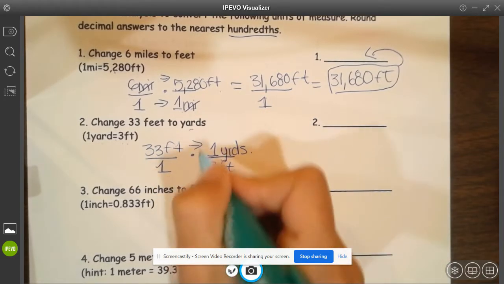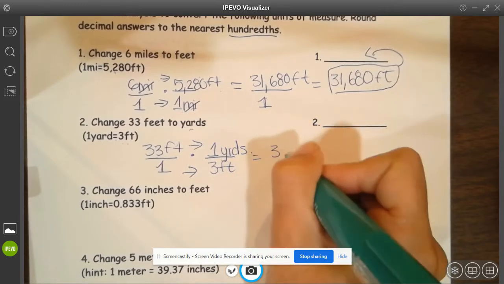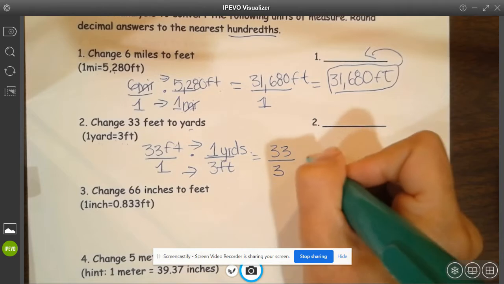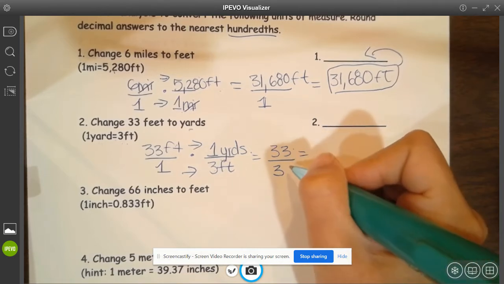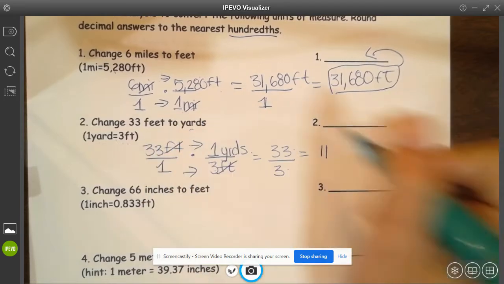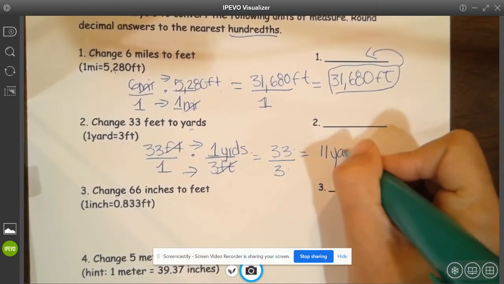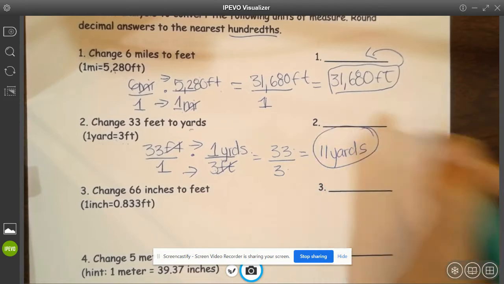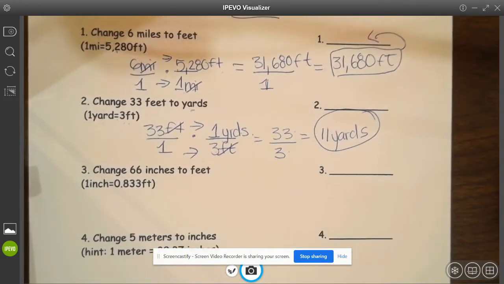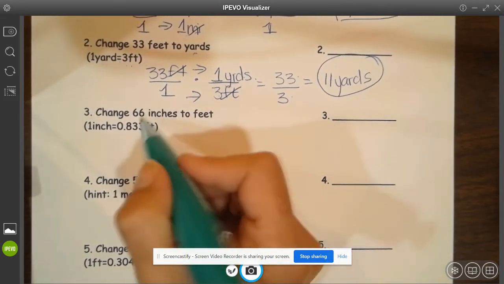So then I multiply across because they're fractions. 33 times 1, that is 33. Over 1 times 3, that is 3. And then my answer is 33 divided by 3, that is 11. 11 what? Well, I cancel feet because they're across from each other. My answer is in yards. And that's my answer for number 2. 11 yards. All right, let's do another one. Keep practicing. All right, next one.